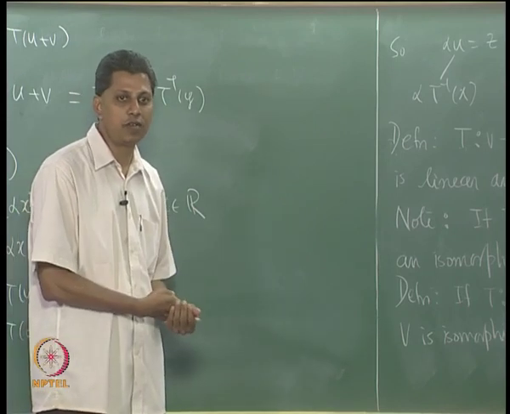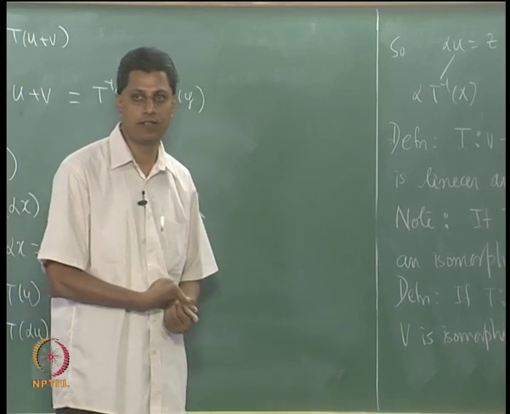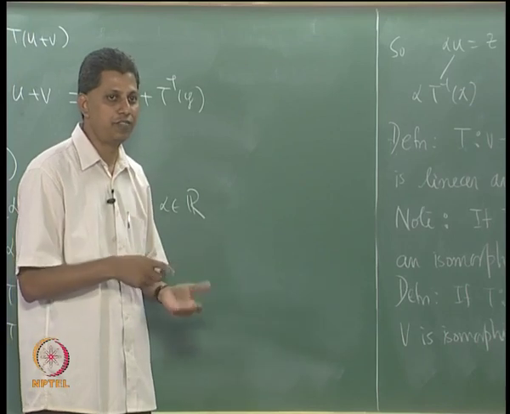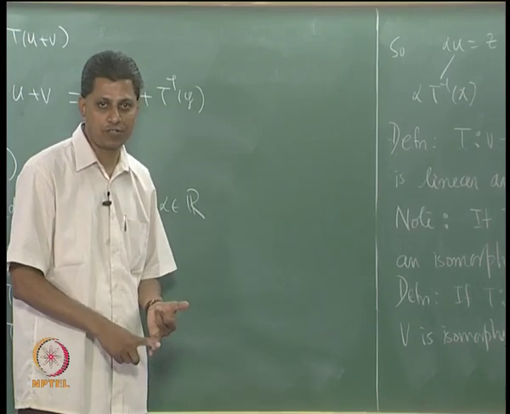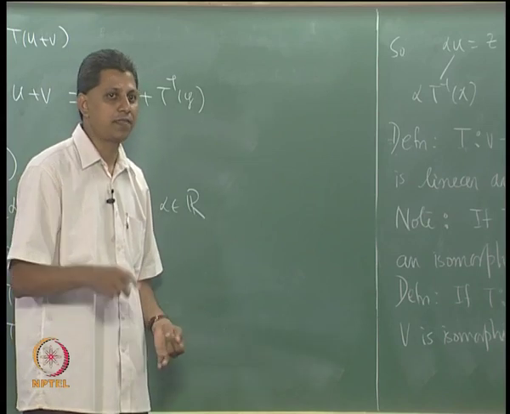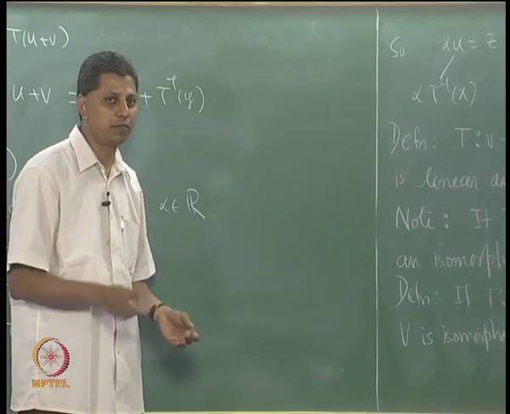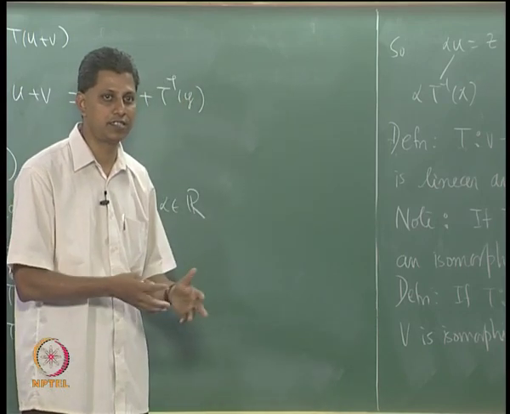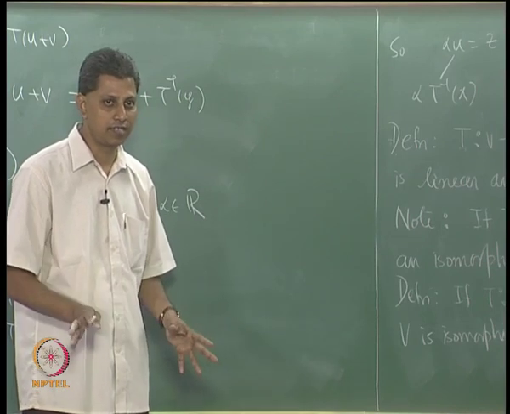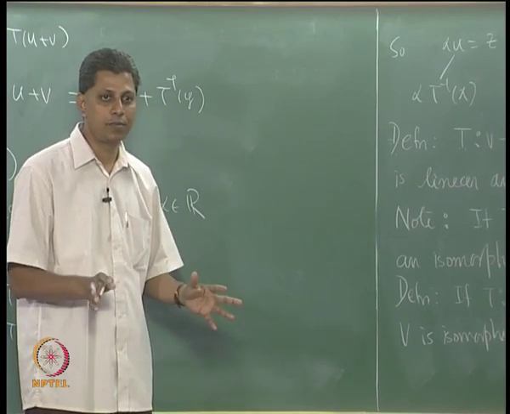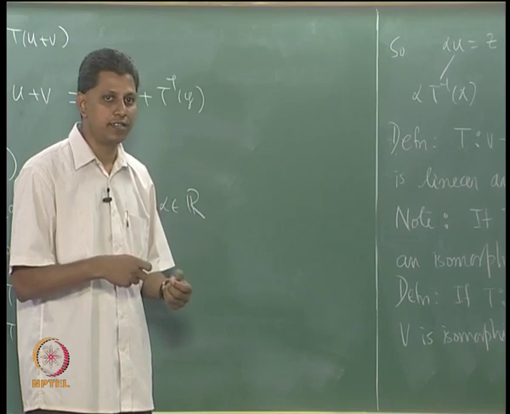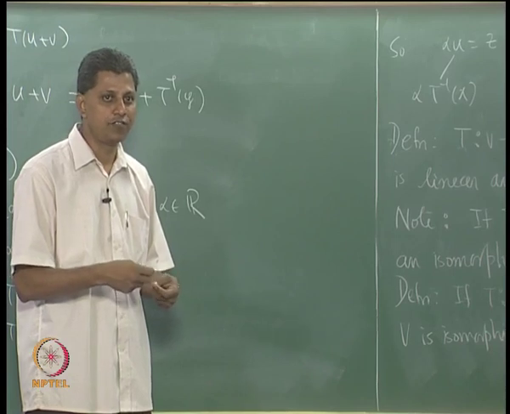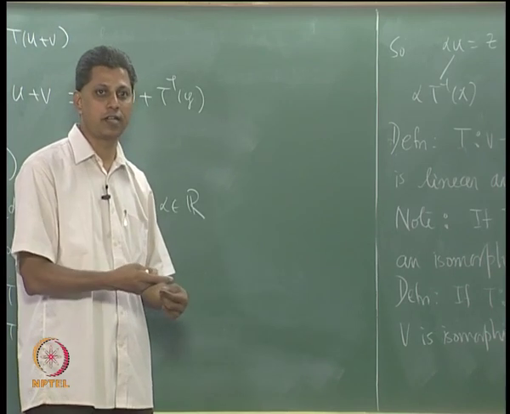What is the trivial isomorphism from a vector space to itself? Identity. Identity is linear, bijective, inverse is linear, bijective. So V is isomorphic to itself, V is isomorphic to W implies W is isomorphic to V, V isomorphic to W, W isomorphic to Z implies V isomorphic to Z. So this is an equivalence relation. This partitions the set of all vector spaces into equivalence classes. The classes have the property that if you take two vector spaces from two different classes, they cannot be isomorphic. If you take two vector spaces that are isomorphic, they belong to the same class.